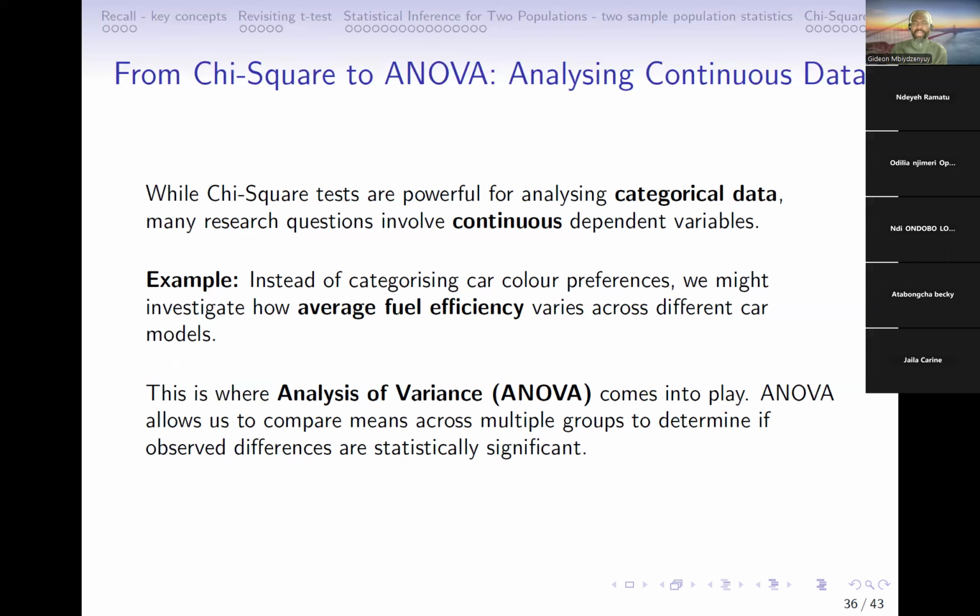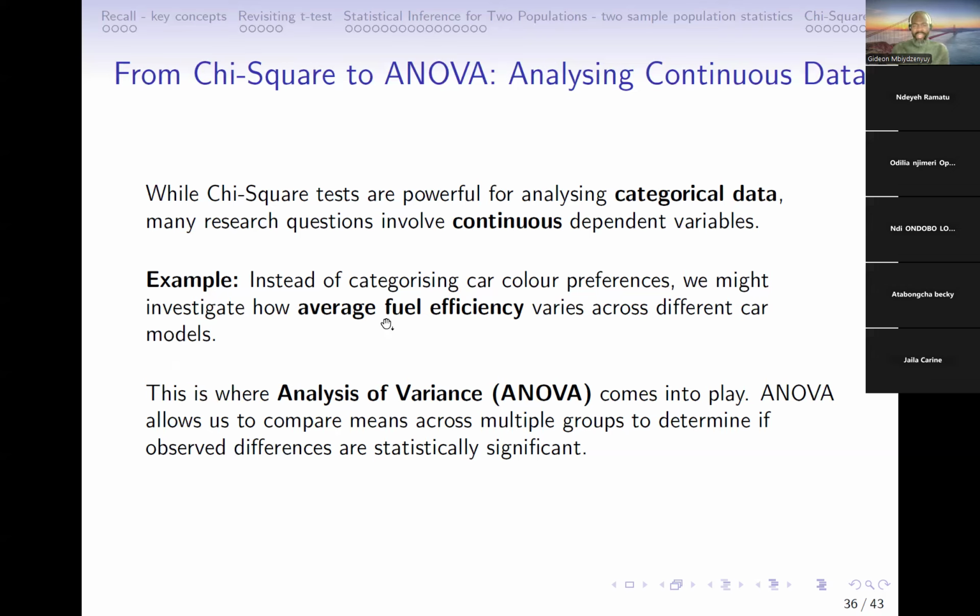We know that we also have continuous data. Instead of preferences about categories of cars, for instance, we might look at how average fuel efficiency varies across different car models, which can be a real world problem. Then we have continuous data, because average fuel efficiency can be seen as continuous. It can be any real number in practice.